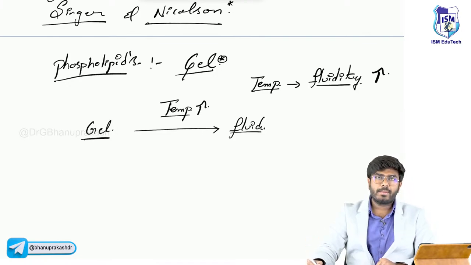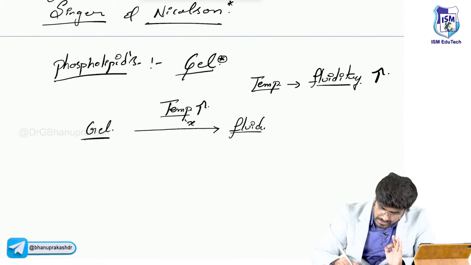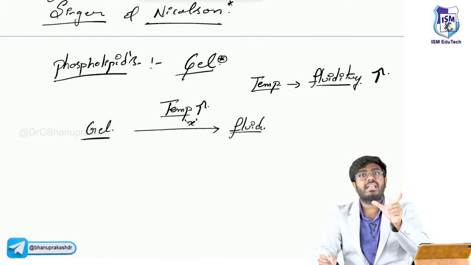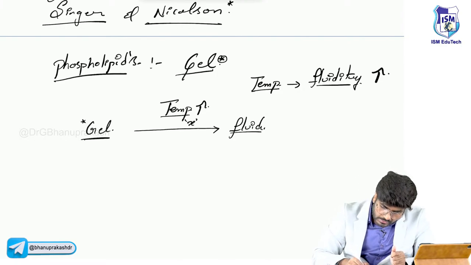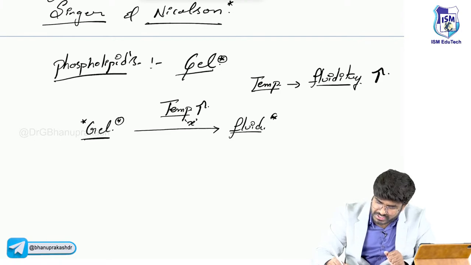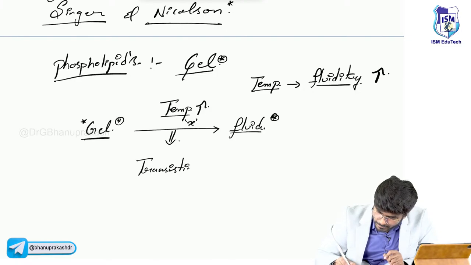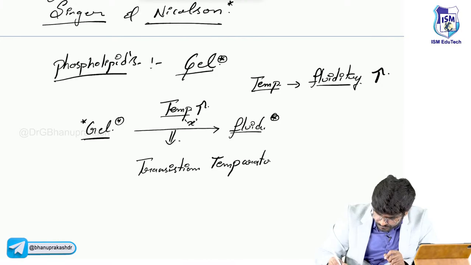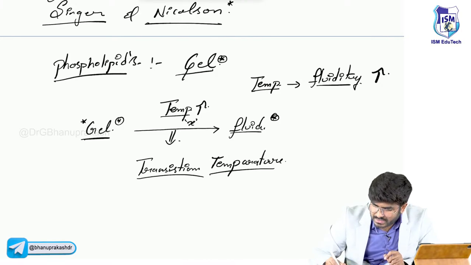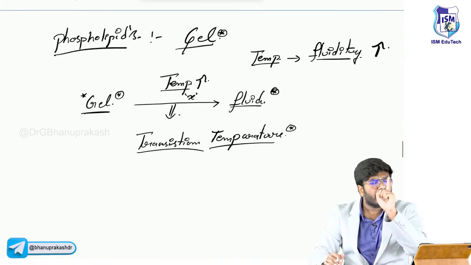Fluidity increases. Okay. So there is a particular temperature, Temperature X, at which the gel state of the cell membrane will be converted into fluid state. This temperature is called the transition temperature. Okay, this temperature is called what? Transition temperature. Now, why am I telling you all the small details? Because an MCQ is there. Very important MCQ is there.